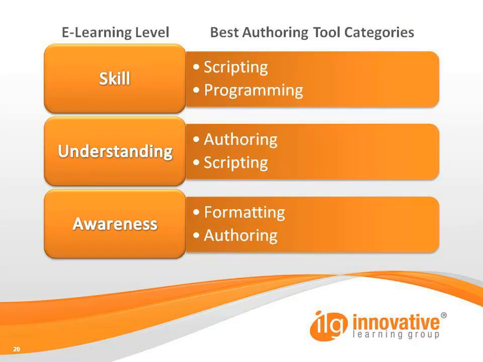So just to summarize, we've mapped a path from the level of skill that your e-learning is aimed at, again, it's a learning objective or performance objective level, to the best categories of authoring tools to use for that objective. So awareness goes best to formatting or authoring, understanding to authoring or scripting, and skill to scripting or programming. What I'm going to do now is turn my attention to looking at some specific authoring tools within these categories.